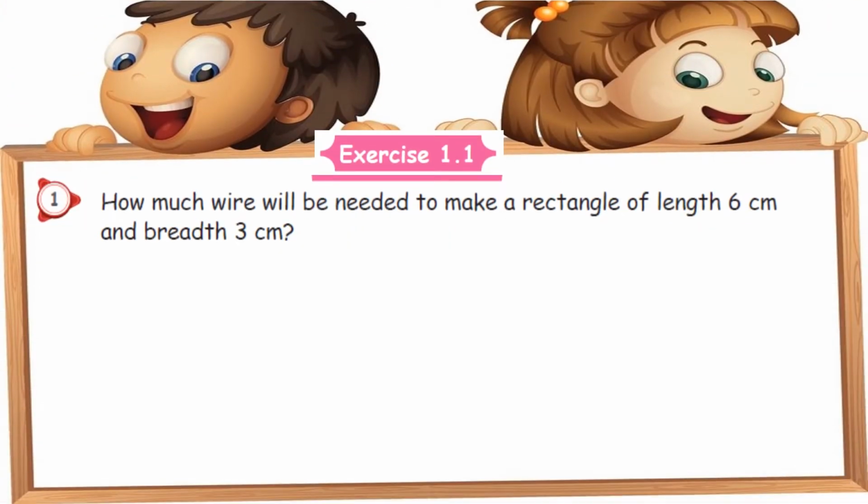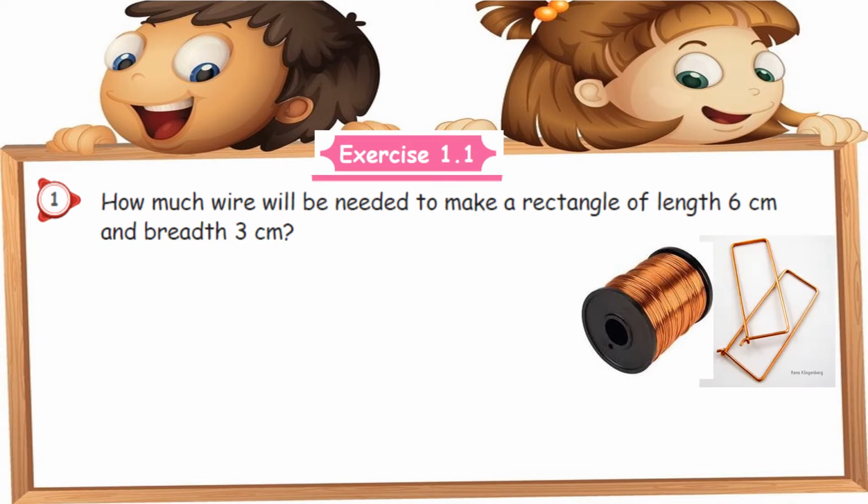Exercise 1.1, first sum. How much wire will be needed to make a rectangle of length 6 centimeter and breadth 3 centimeter? From this wire, we are going to make a rectangle shape like this. They have marked it as a rectangle and the length and breadth are given, but we don't know how much wire will be needed to make this rectangle shape. That's what we are going to find out.